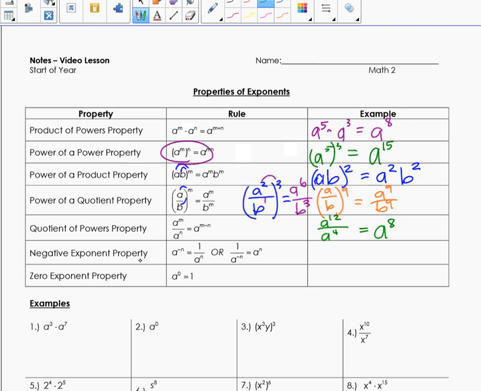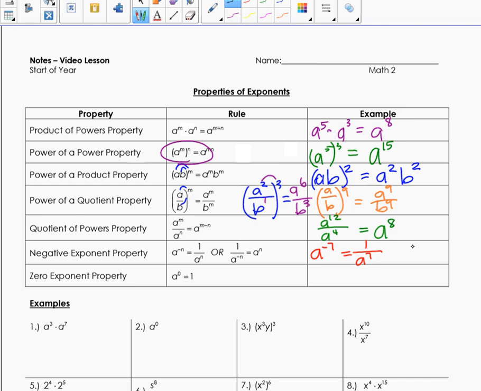The negative exponent property: you never want to leave a negative exponent. Basically, if you have a negative exponent in the numerator, you need to move it to the denominator. If you have a negative exponent in the denominator, it moves to the numerator, and then it becomes positive when you do that. So let's say you have a to the negative 7th. To make that positive, it would be 1 over a to the 7th.